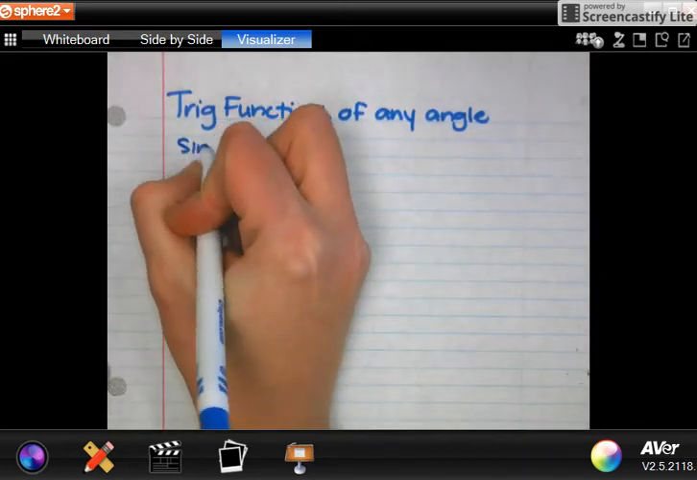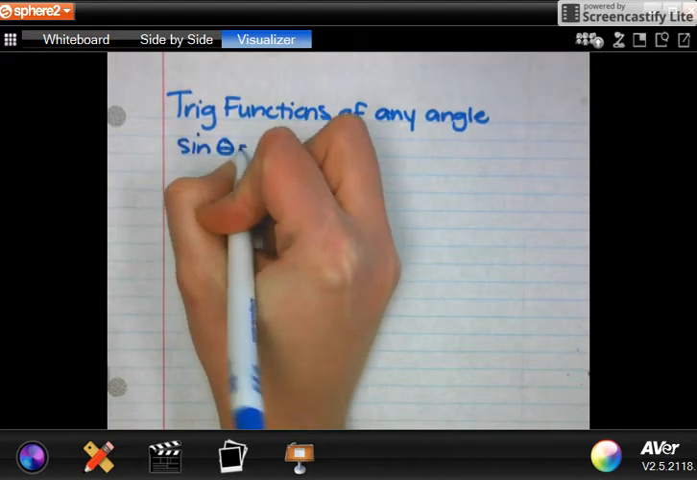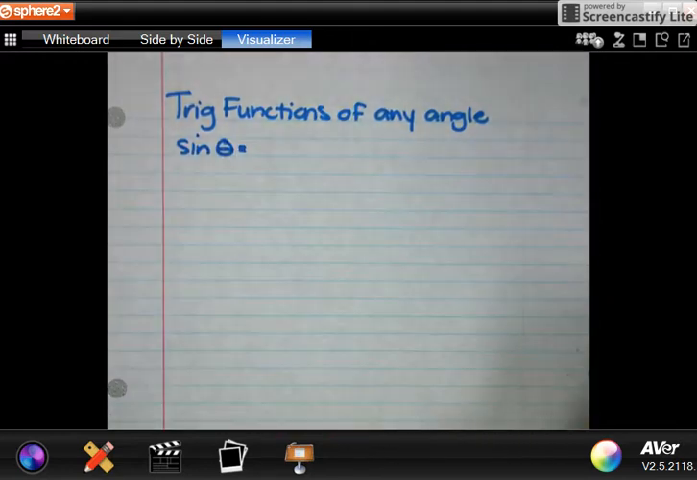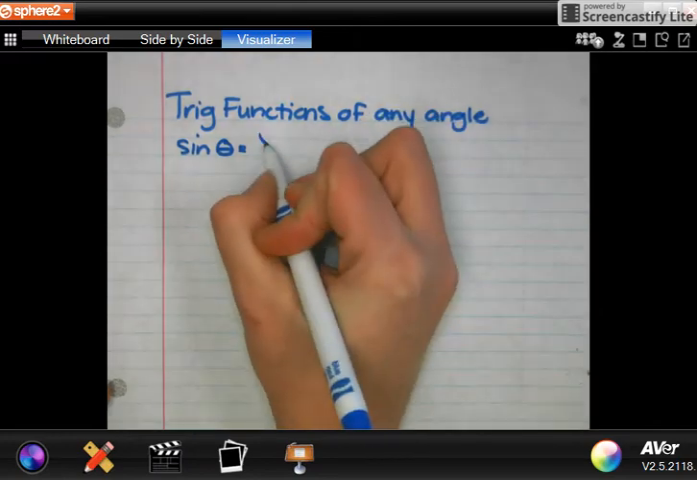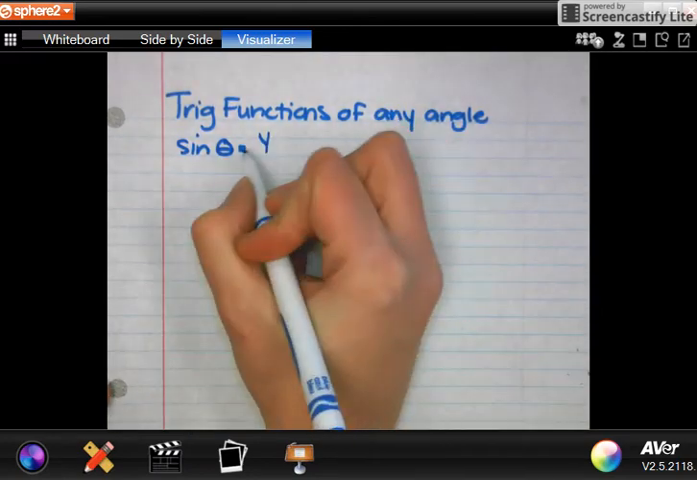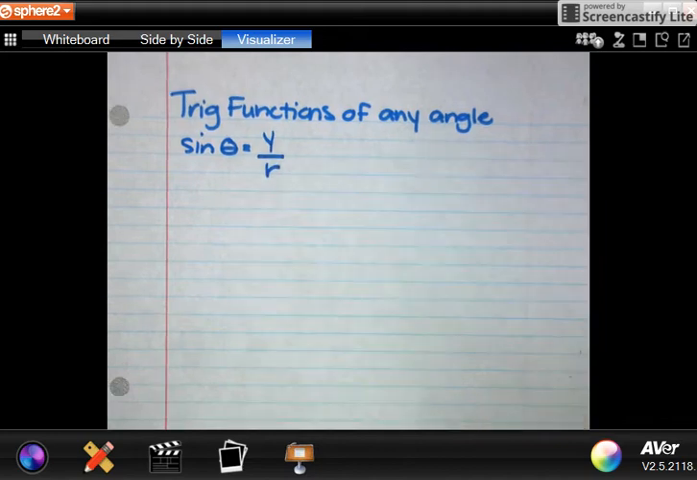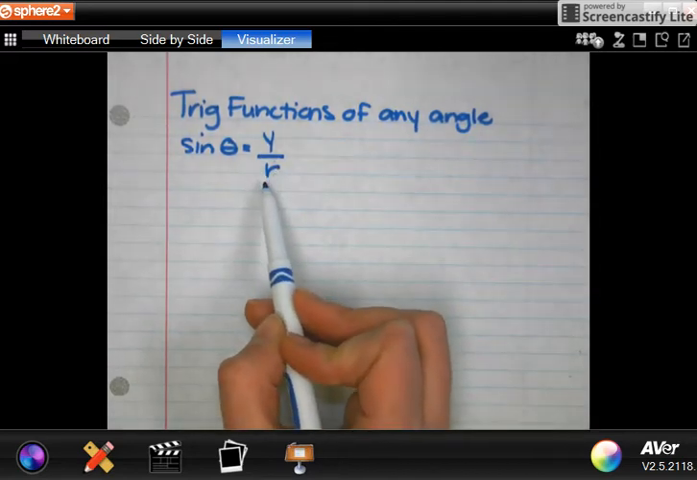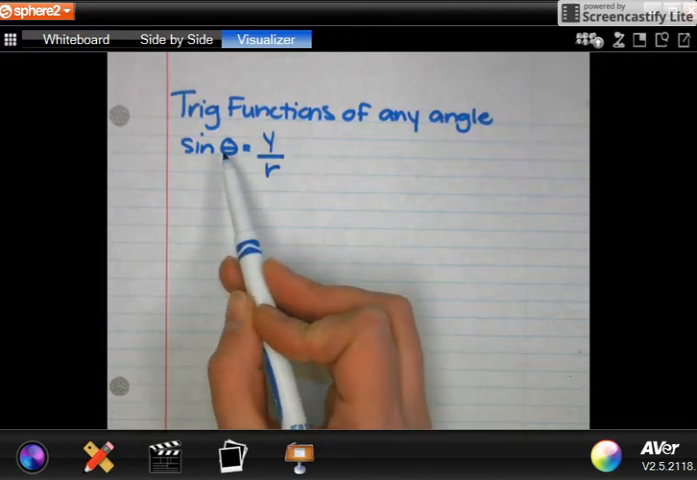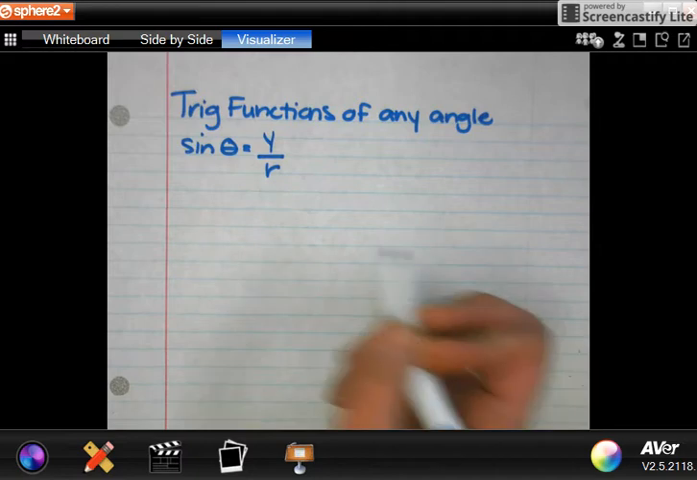So what I want to do is go back to the formulas that we had for sine and cosine and tangent. Remember when we were on the unit circle, we said that sine was y over r. But on the unit circle, r is 1, so that's why sine on the unit circle is just the y coordinate. But now, since we're not necessarily going to be on the unit circle, we don't know what the radius is. So we have to leave the ratio as y over r.